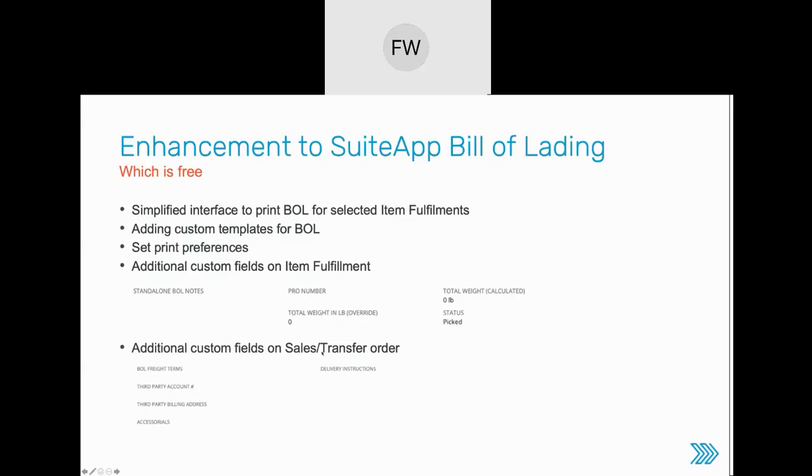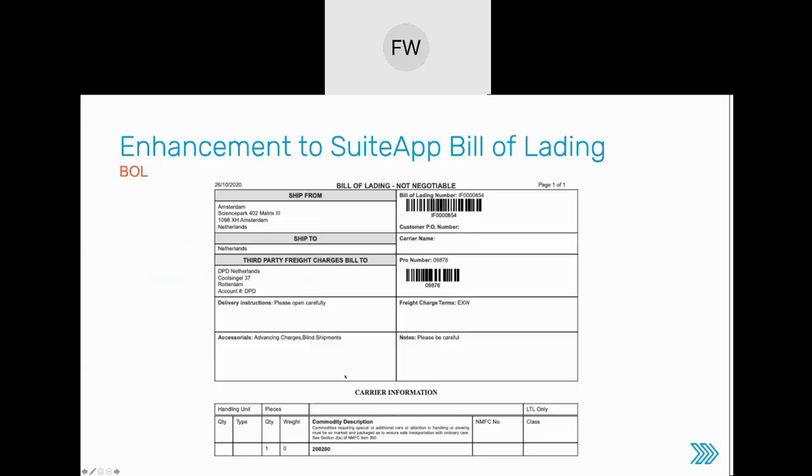There are additional custom fields on the sales order: BOL freight terms, the third-party account, accessories, delivery instructions. You can all fill them out. And as a result, you can see, for example, this will be your new bill of lading. So there is a PRO number, there is a freight charge term, there are some notes, please be careful, some delivery instructions, please open carefully. Some accessory, you can choose accessorials, nice word. You can have some address in here, you can choose the weight, so yeah, it's quite customizable.